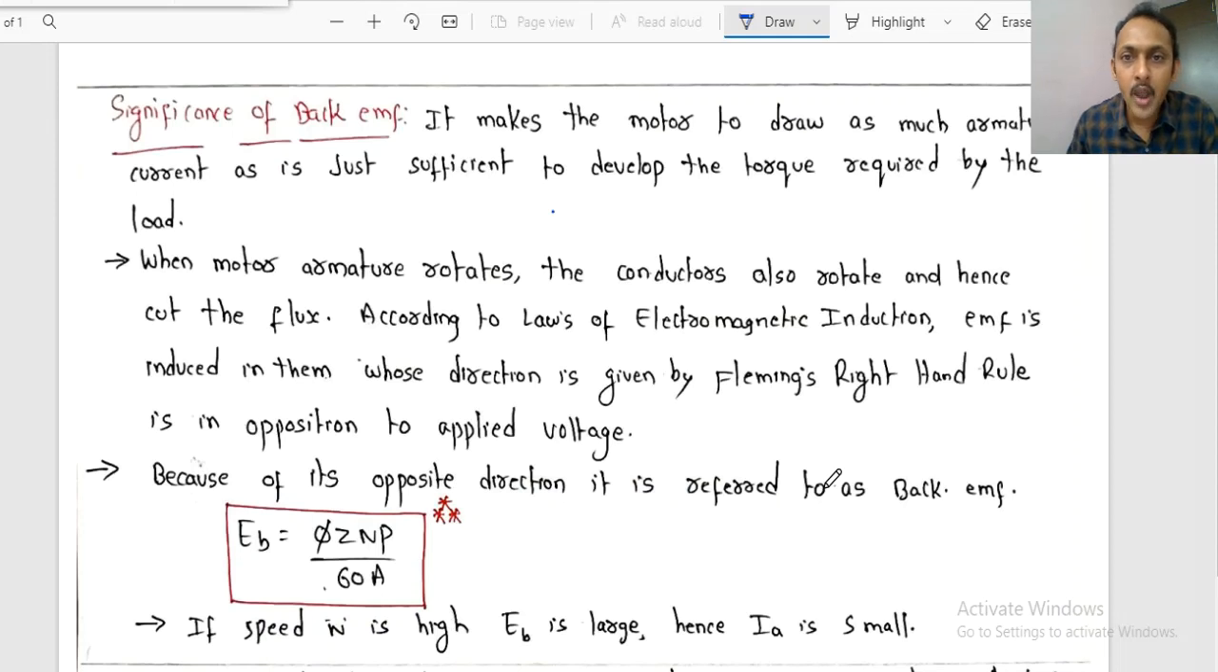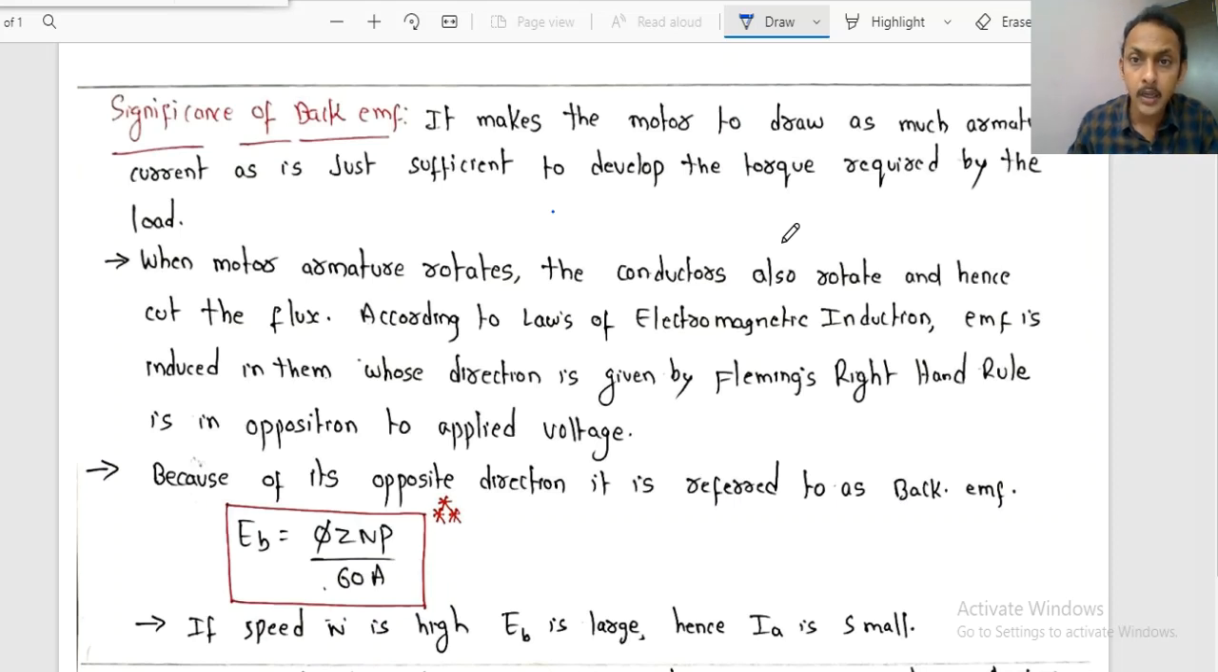In this video, we are going to discuss the significance of back EMF, right? If you observe the principle of operation of the motor, a DC motor is a device which converts electrical energy into mechanical energy, right? And you are going to have armature winding and field winding. For the field winding, you give the DC supply, right?